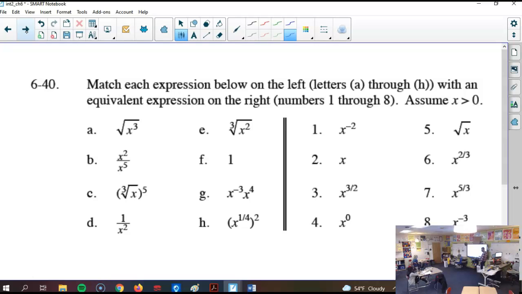Take a moment on your own without talking. Write down either 1, 2, 3, 4, 5, 6, 7, 8 or A, B, C, D, E, F, G, H. And then we're going to go through these together and say, what do they match to? But take a moment on your own so we each get to think on our own first.